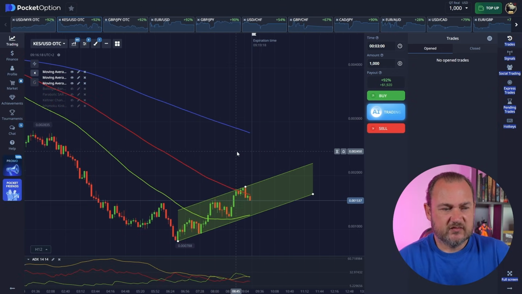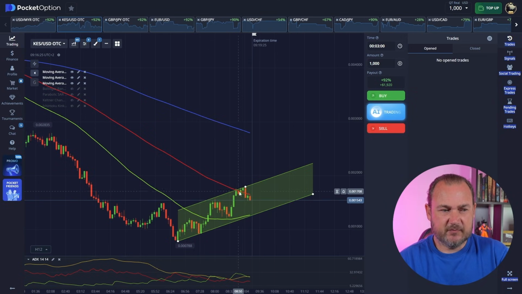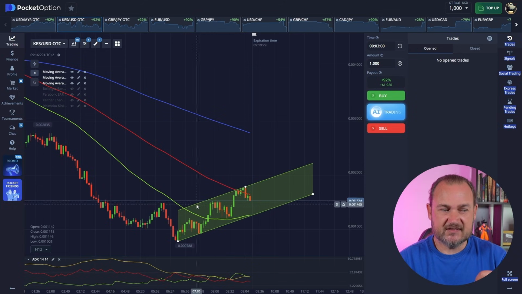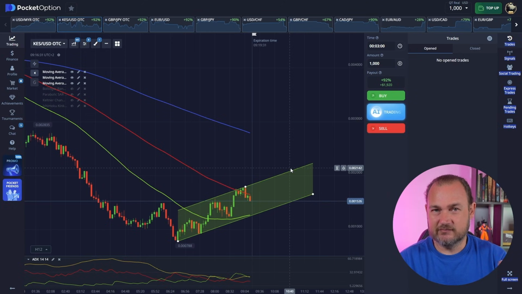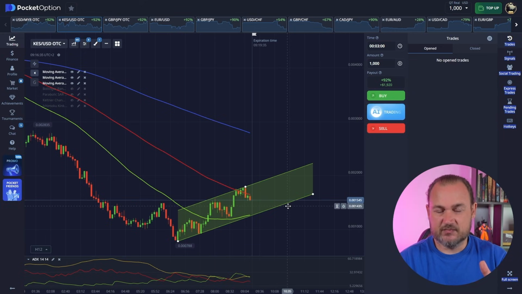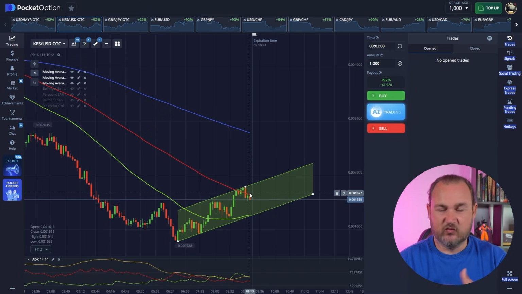Okay, so when a channel starts forming, this is also where you can use DI plus and DI minus spikes. If you get a DI plus spike just before price breaks through the channel, because this is just another resistance line, and this is just another support line. The only difference is that they run diagonally, they're not horizontal, but this is still normal support and resistance.